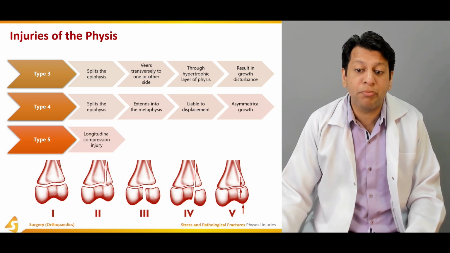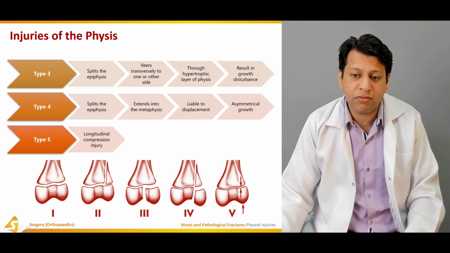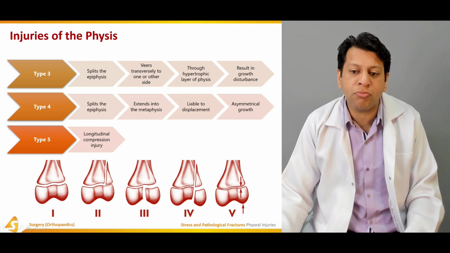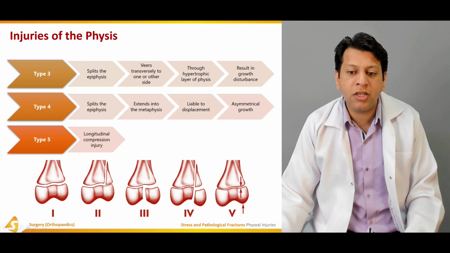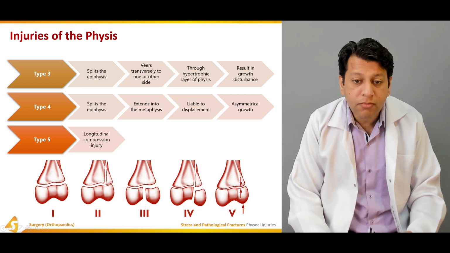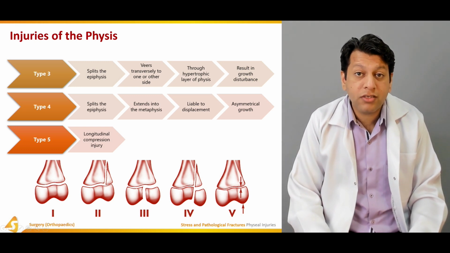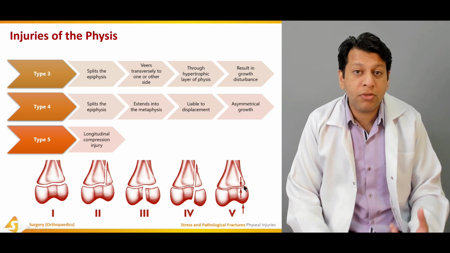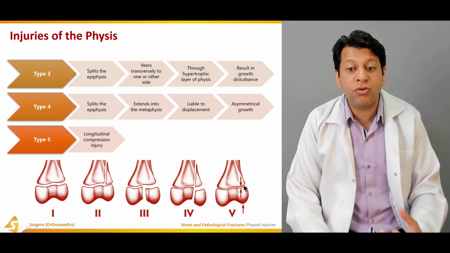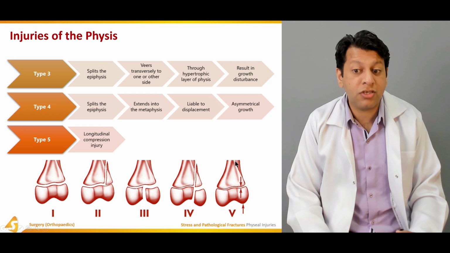Now type 5, which is actually a crush injury of the physis. There is a longitudinal compression in which a force acts on the top and on the bottom, and the physis in the middle is actually crushed. There is no visible fracture, that is, on X-ray it appears to be normal, and the growth plate is actually crushed, and this results in a growth arrest.